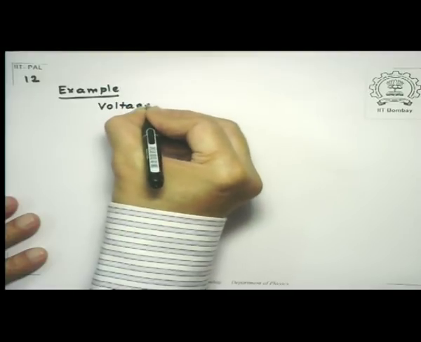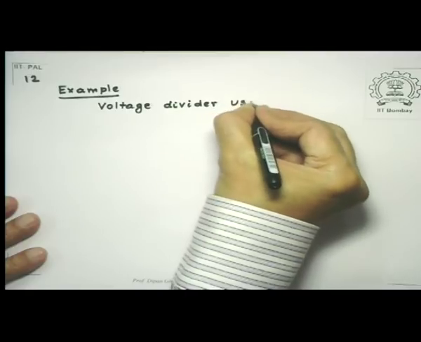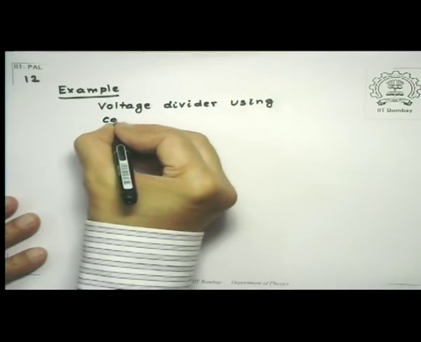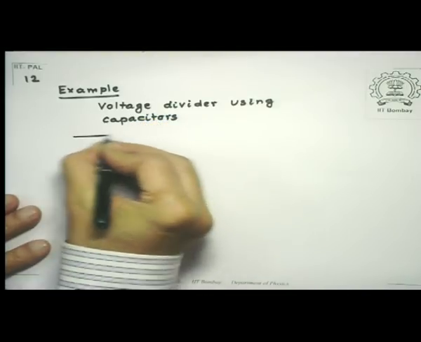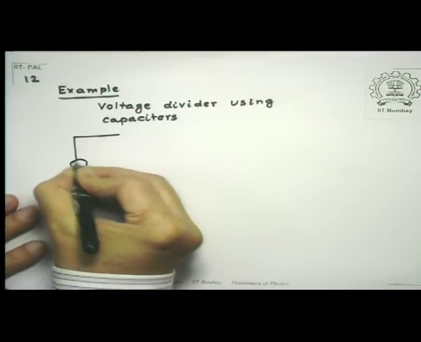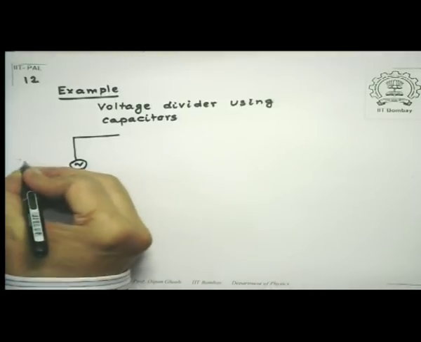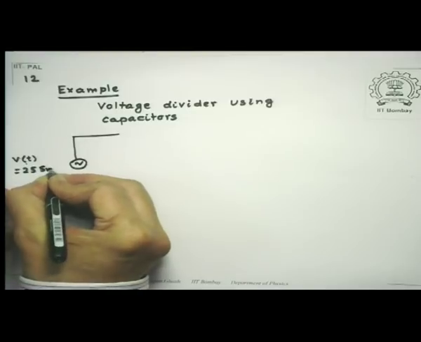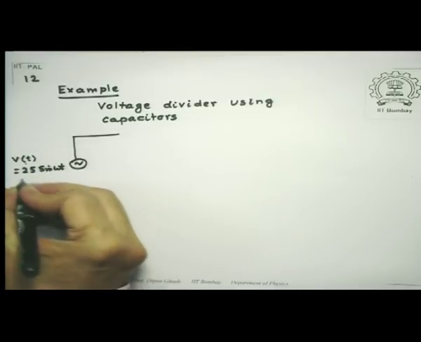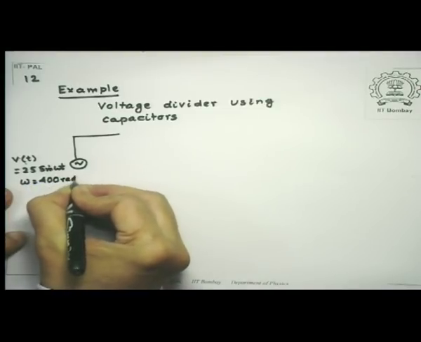So this is a voltage divider using capacitors. Here also I use two capacitors in series. This, as usual, is Vm sine omega t. Let me take V of t to be equal to 25 sine omega t as before, and omega I will take to be 400 radians per second.